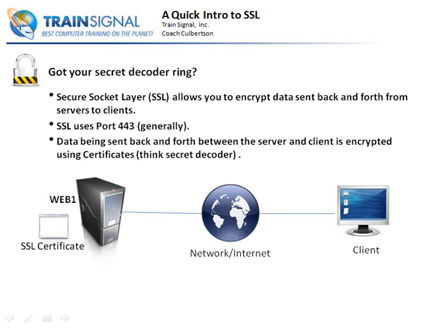Now, data being sent back and forth between the client and the server in this particular relationship is encrypted using what we call certificates. What certificates are, basically, are secret decoder rings that are used to both identify the server and perhaps the client too, as well as used to encrypt the data using a key. So let me show you real quickly what this looks like.